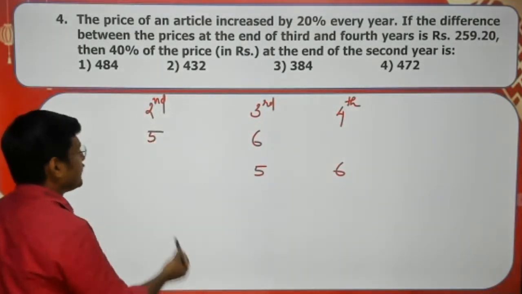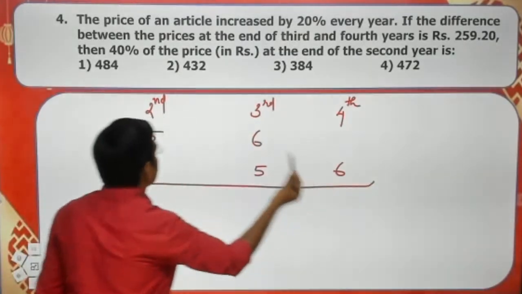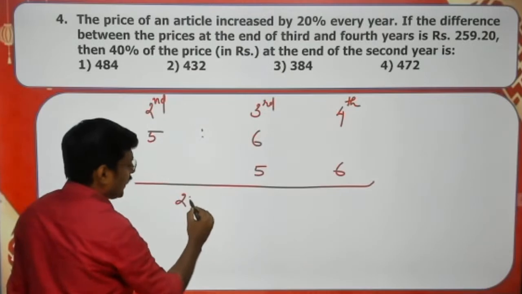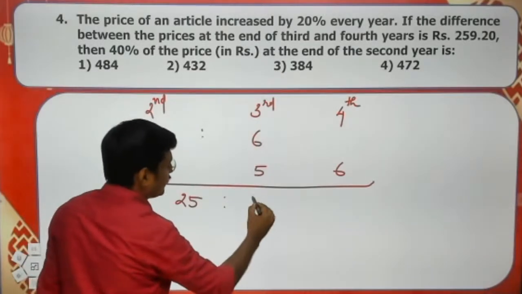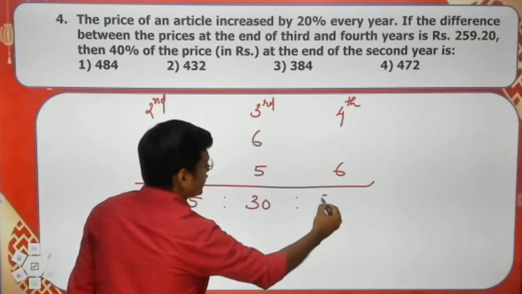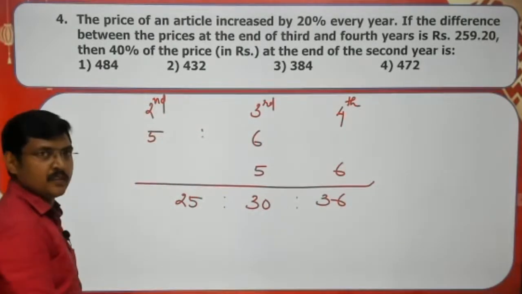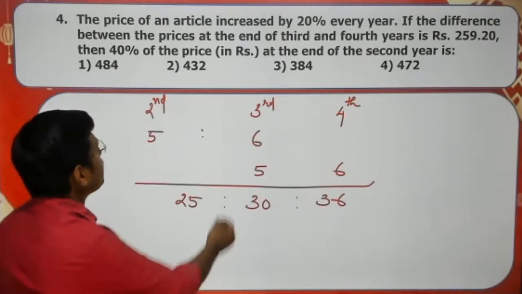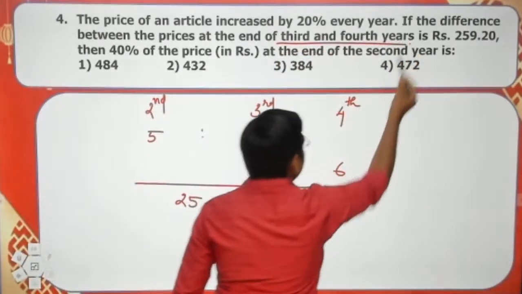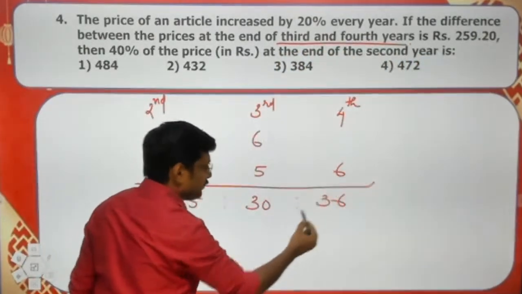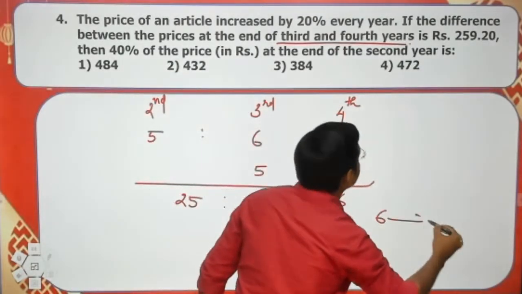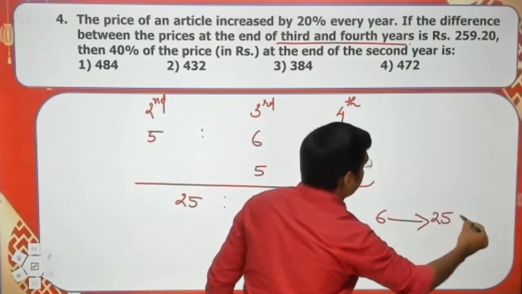So as a whole, the ratio of 2nd is to 3rd is to 4th, applying the GAA method, is 25 is to 30 is to 36. Yes, we got the ratio. Clearly it is given that the difference between the price at the end of 3rd and 4th year, from the ratio, is 6. This 6 corresponds to 259.2.